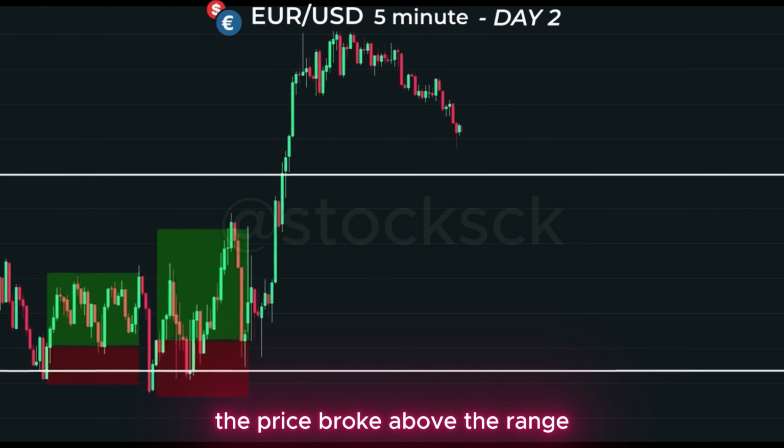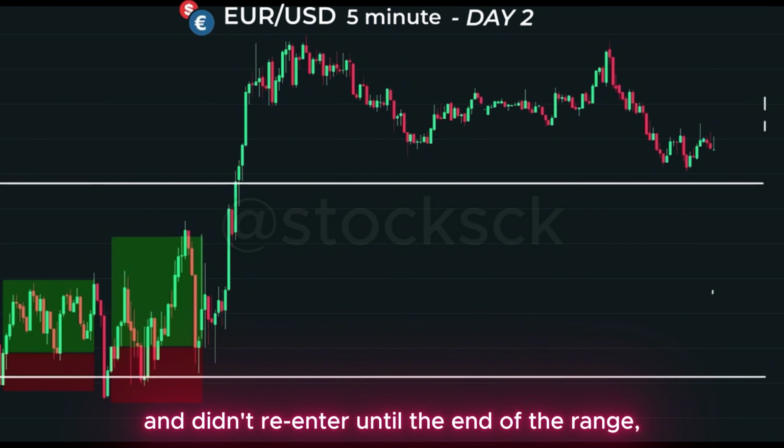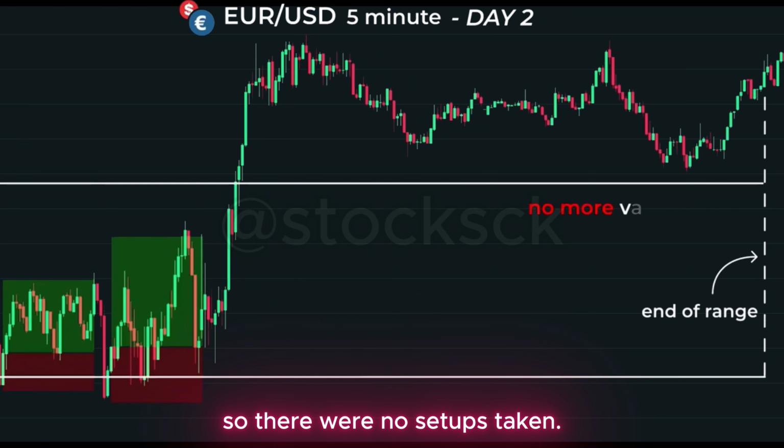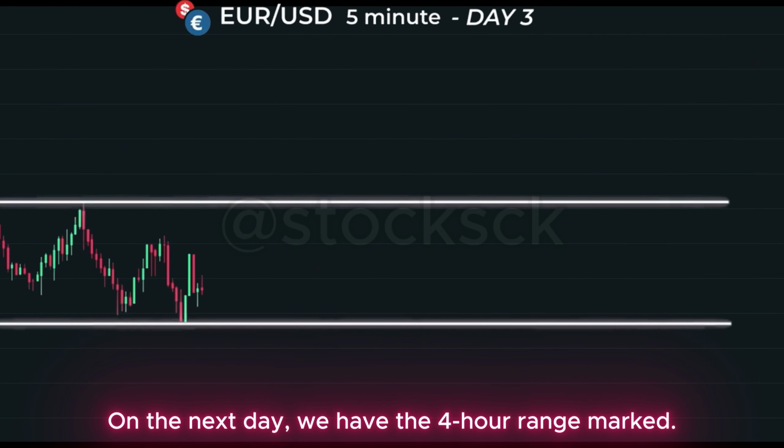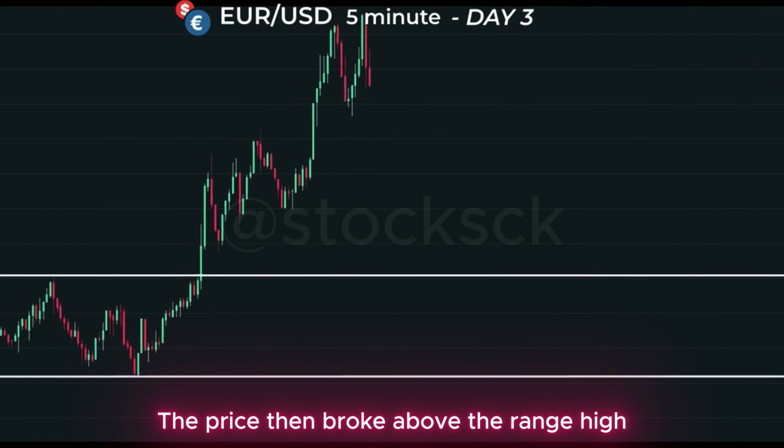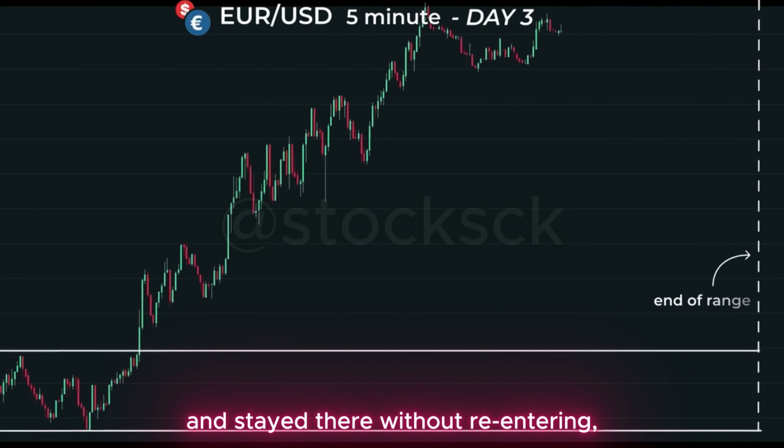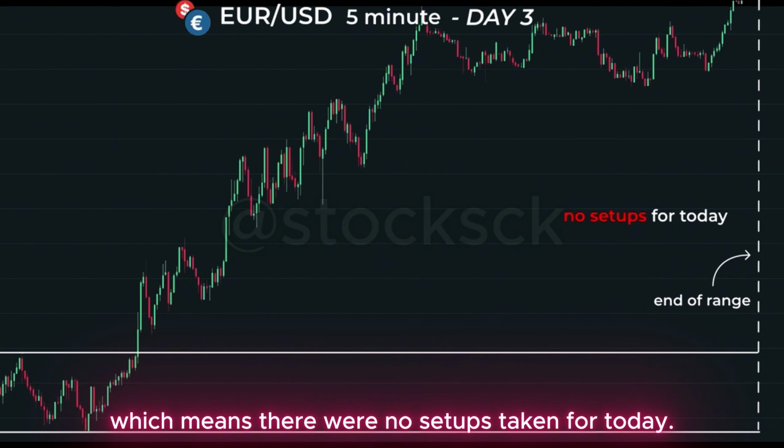After that, price broke above the range and didn't re-enter until the end of the range, so there were no setups taken. On the next day, we have the 4-hour range marked. Price then broke above the range high and stayed there without re-entering, which means there were no setups taken for today. So let's see the final results.